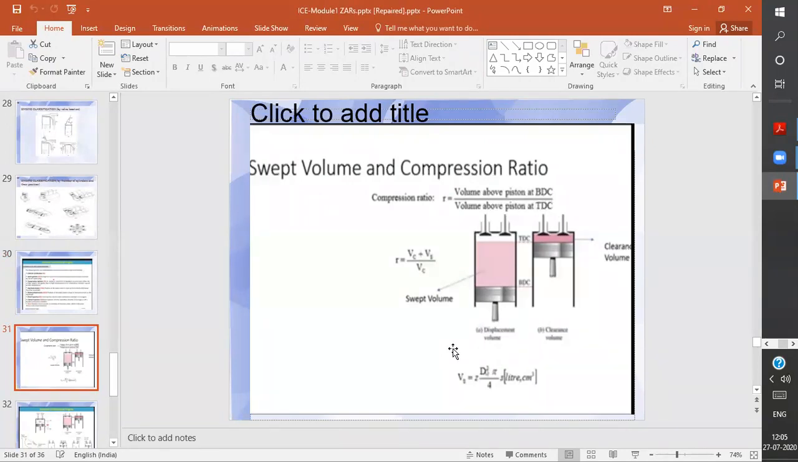See, first of all, you try to understand this, that the stroke volume is this. This is the stroke volume. Vs is equal to pi d square, okay, pi d square. Just a second.